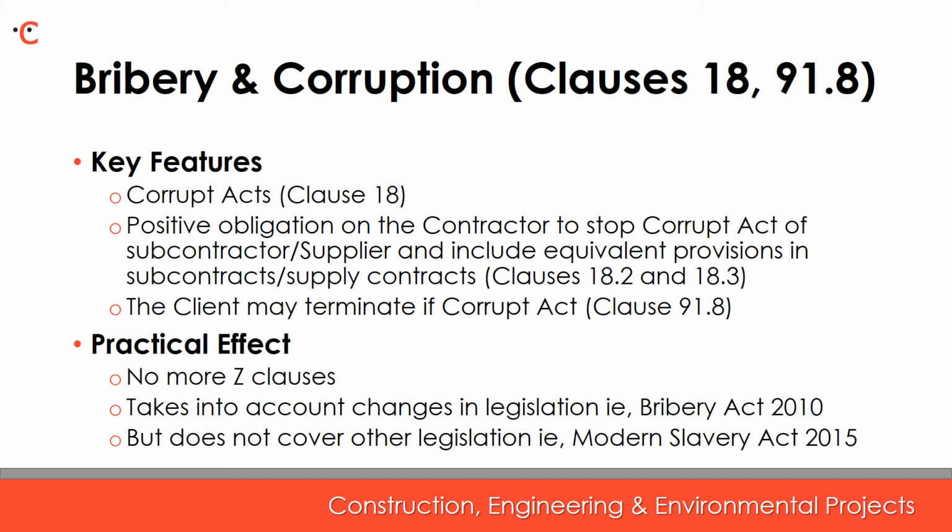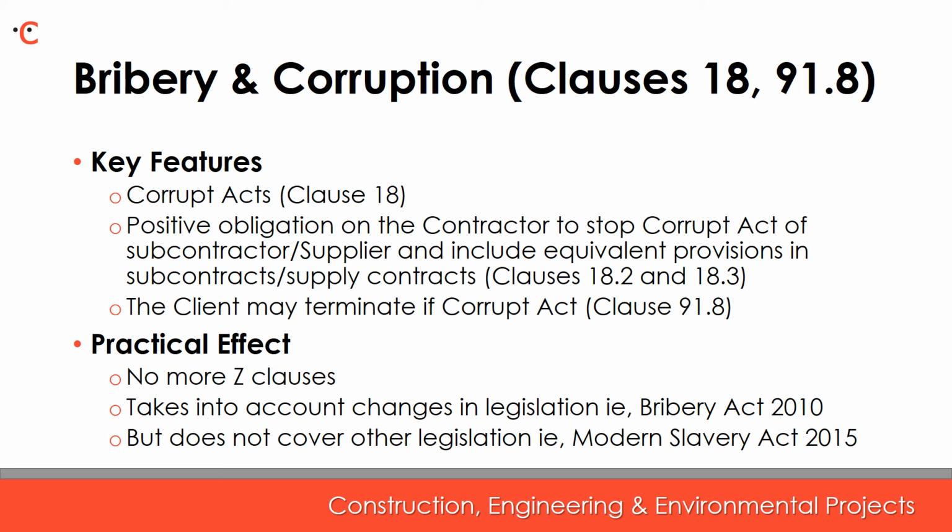The provision reflects the provisions of the Bribery Act 2010 and considers the safeguards usually required by clients in other forms of standard form contract in the industry, and thus eliminates the need for Z-clause amendments to incorporate anti-bribery clauses. However, NEC4 fails to expressly cover new legislation, for example the Modern Slavery Act of 2015 and the Public Contracts Regulations of 2015, which require the supply chain to be paid within 30 days as required under public sector contracts.